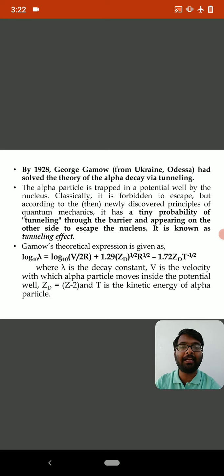So the summary of this class is, here we have discussed the properties of alpha rays, then the alpha decay process and the theory of alpha decay. In the theory of alpha decay, classical mechanics fails to explain the alpha decay process, whereas quantum mechanics explains the theory of alpha decay through the tunneling effect. So this is about today's class.